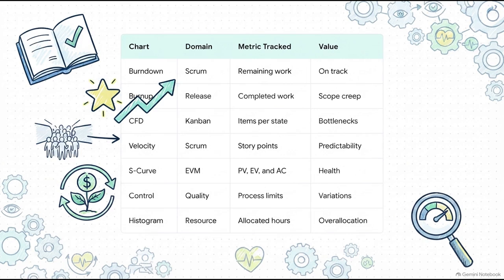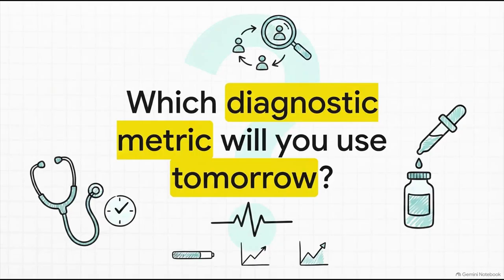Need to spot scope creep versus team output? Use a burnup. Need to detect process bottlenecks? Look at your CFD. Need to check if your budget is healthy? Check the earned value S-curve. Every single chart has a specific, powerful diagnostic purpose. So, the final prognosis really comes down to action.